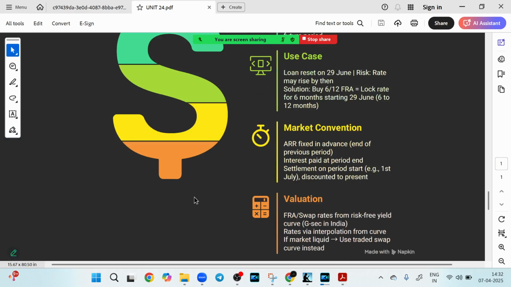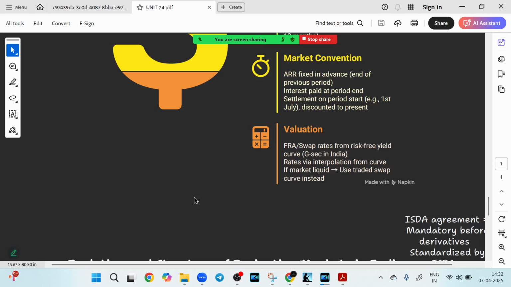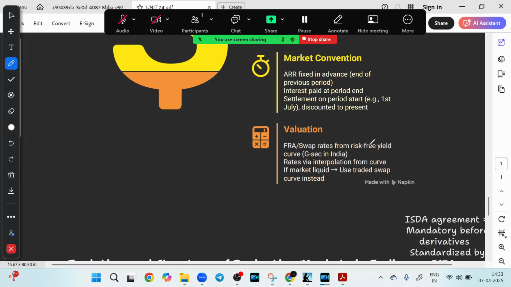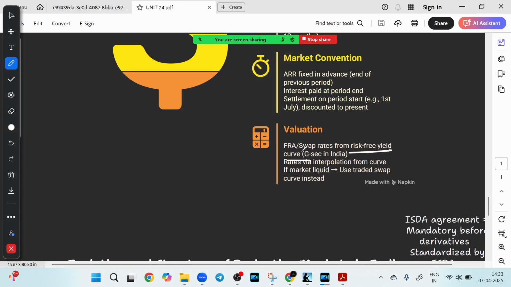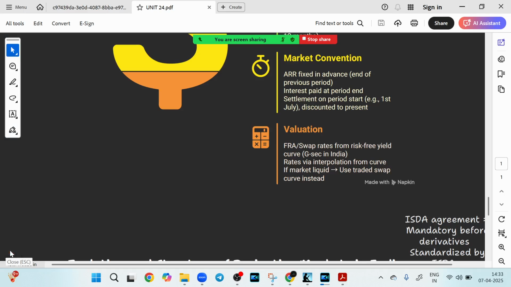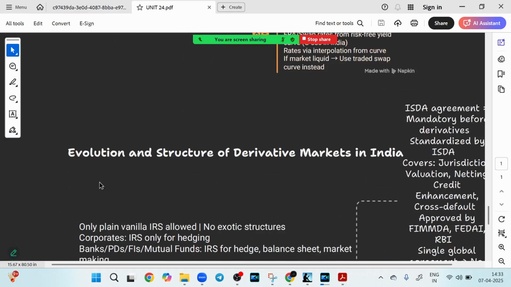Now, if you talk about the valuation, FRAs are typically valued using some risk-free yield curve, like government securities in India, and if the market is liquid, then interpolated from market rates. Or a trader may use the swap curve directly. So what we learned regarding the FRA is that FRA is interest rate insurance for a future period. It is a simple, one-time cash flow tool. It is used by smart corporates to protect budget from rate hikes.